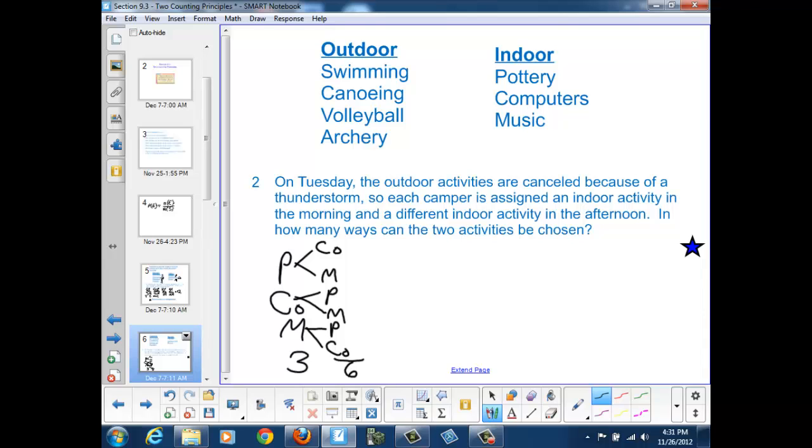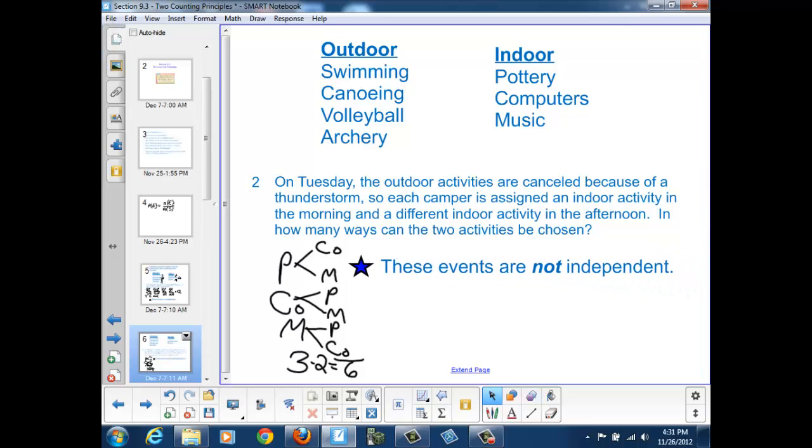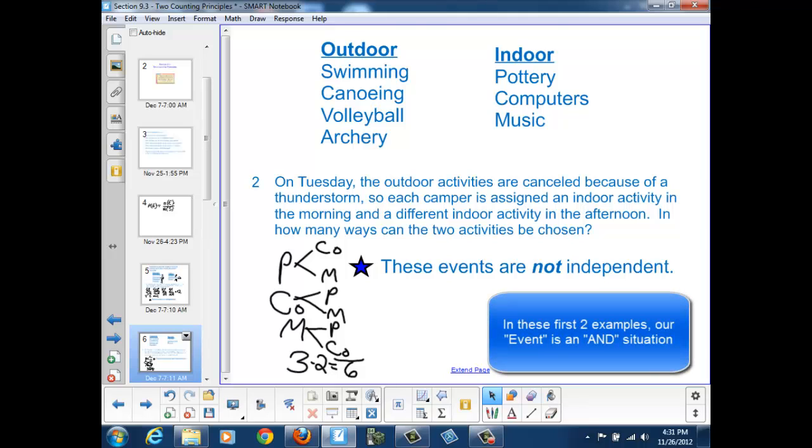3 for the morning, and then each of those has 2 possibilities to follow. In this case, what we choose in the afternoon is dependent or is affected by our morning choice. So these events are not independent.